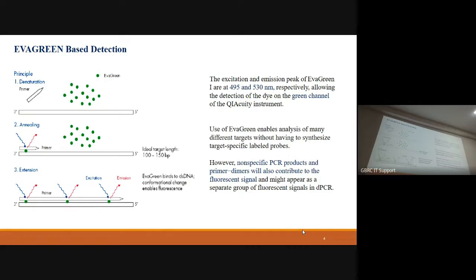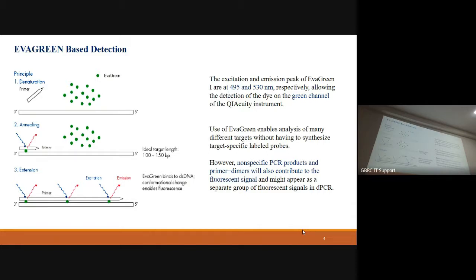So what is the mechanism here? EvaGreen or SYBR Green is a double-stranded DNA binding dye, basically an intercalating dye, which works at a certain excitation wavelength as well as emission wavelength, and that allows the detection, which is captured by your filters. So what is the problem with EvaGreen or SYBR Green?